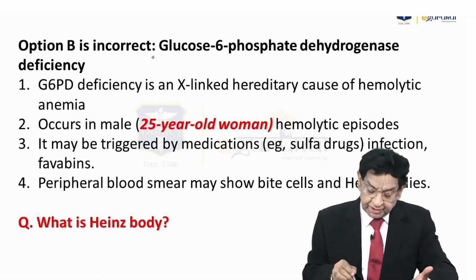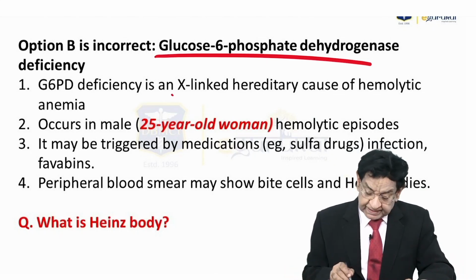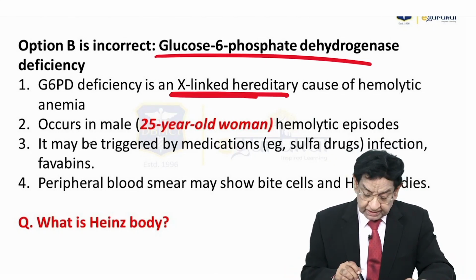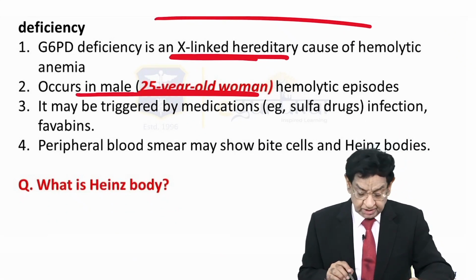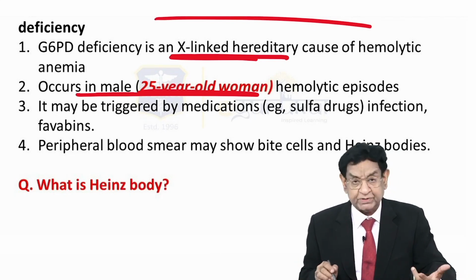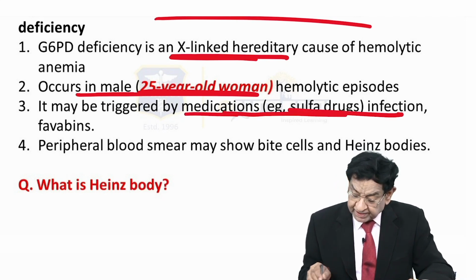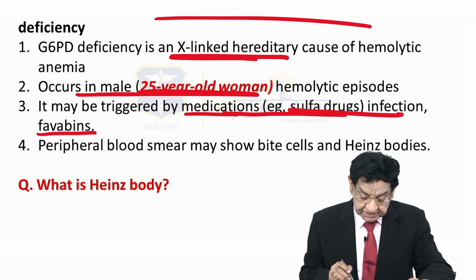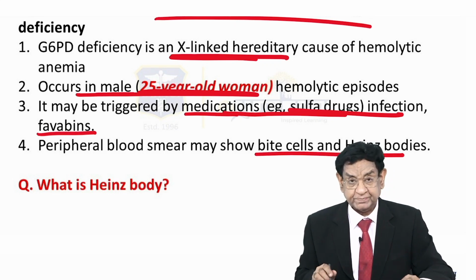First of all, G6PD deficiency. Coombs test is negative, and it is an X-linked disorder. It occurs in males, but our patient is a female, so this is automatically ruled out. Moreover, in this the Coombs test is never positive. It is triggered by medication, sulfa drugs, infection, and fava beans. Peripheral blood shows bite cells and Heinz bodies.